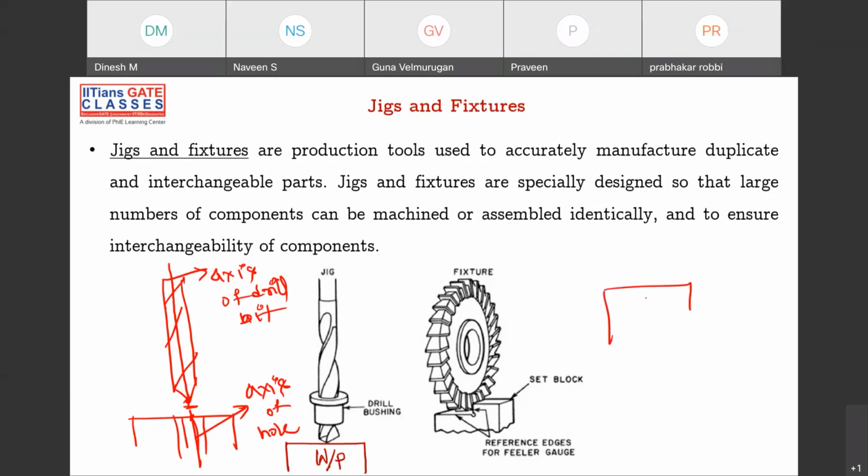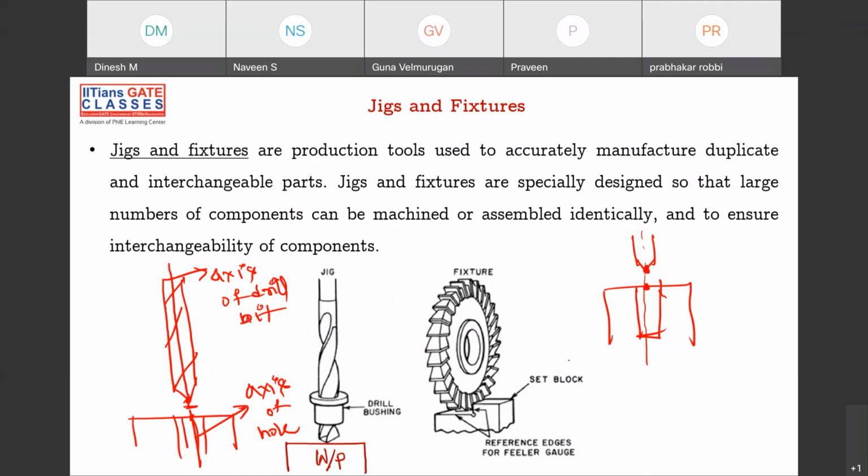If I want to make a hole here, obviously my drill bit has to be on this axis only, right? How do you make sure that this axis and this axis, or the point at which the drilling has to start, is exactly at this point? How do you know that? How do you make sure of that? Anyone? Guys?